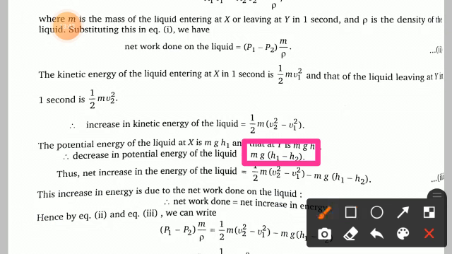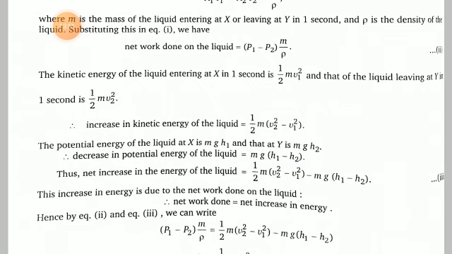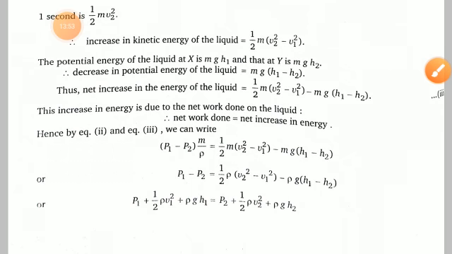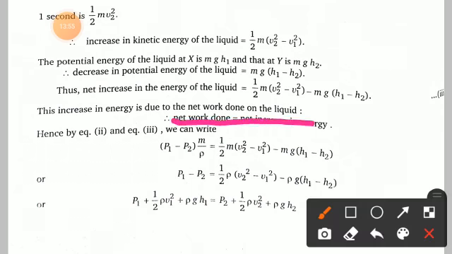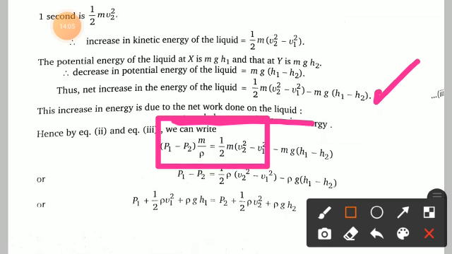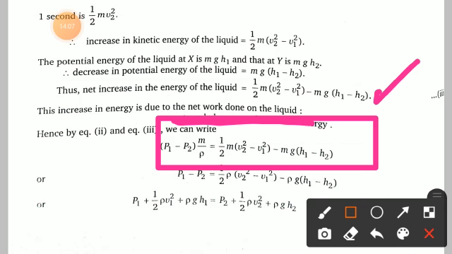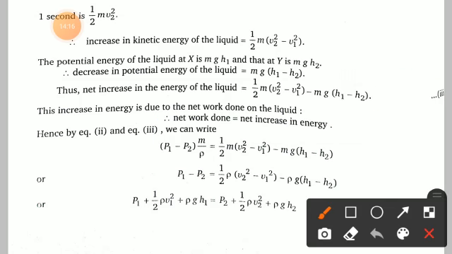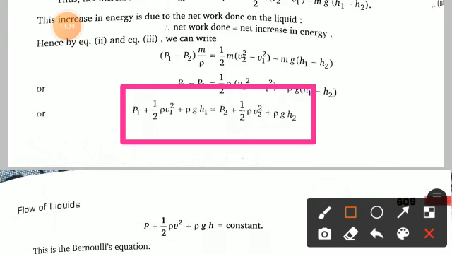And the net increase in the energy of the liquid is half m (v2 square minus v1 square) minus mg(h1 minus h2). So the increase in the energy is due to the net work done on the liquid, so net work done is equal to net increase in energy. So equation second and third, this is the third equation. Finally we can write (P1 minus P2) by rho equals half (v2 square minus v1 square) minus g(h1 minus h2), or P1 minus P2 equals half rho (v2 square minus v1 square) minus rho g(h1 minus h2). Finally, if you rearrange all these terms, you get this relation.